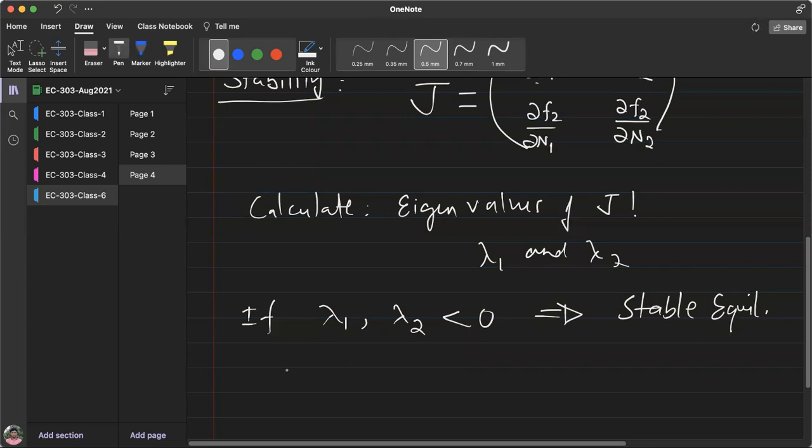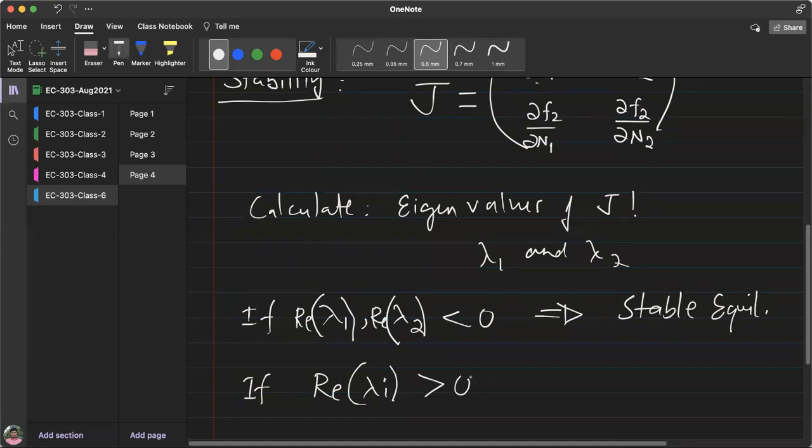It's actually possible that λ1 and λ2 are complex numbers. So what we do is we look at the real value of λ1 and the real value of λ2, and if both are negative, we have a stable equilibrium. However, if any of the real values is greater than 0, then we have an unstable equilibrium. So all of you remember this, right?